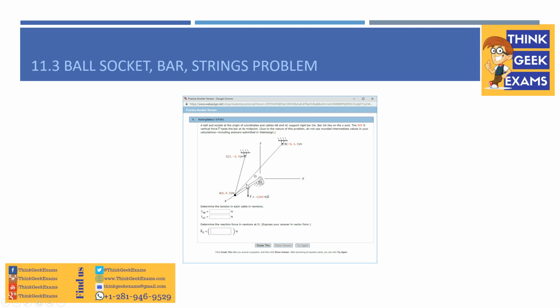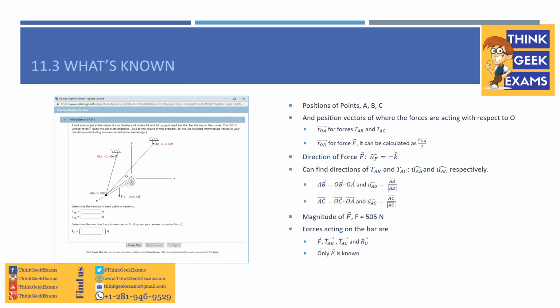And we're told to find the tension in AB and AC. And we're also told to find the reaction force at O. So let's talk about what's known. As we talked about already, we know the positions A, B, and C. Because we know A, B, and C, we know ROA, the vectors of the forces, so basically the positions where the forces are being applied. And their vector position from O over here is ROA and ROD. Those are the only two vectors. The other one is ROO. It's not trivial. We don't need that.